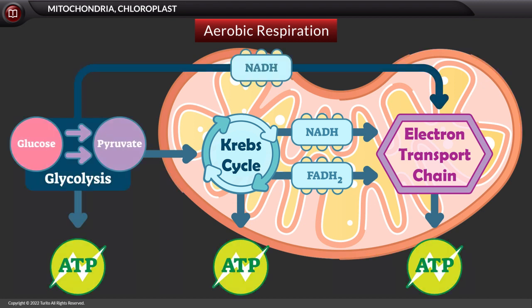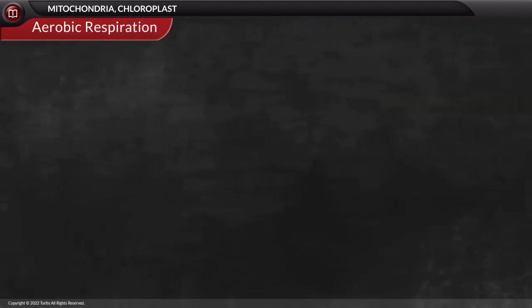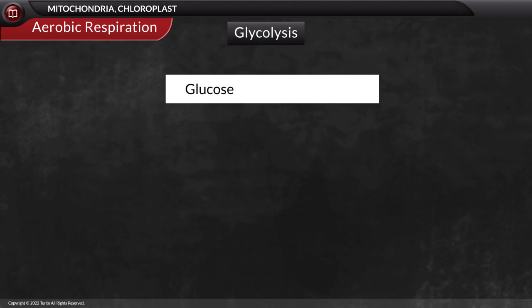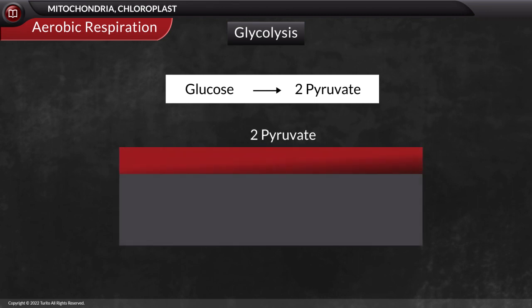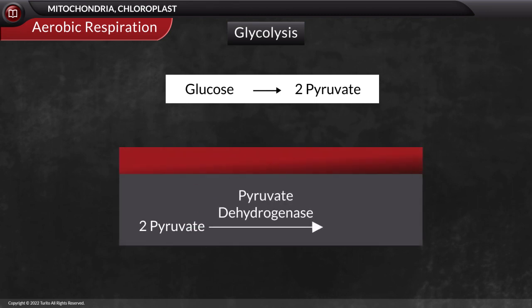Let us learn in brief about aerobic respiration. The first step of aerobic respiration is glycolysis. Glycolysis occurs in the cytosol of the cell, where glucose is oxidized to form two molecules of pyruvate. The formed pyruvate is transported to mitochondria and is converted into acetyl-CoA by a process called oxidative decarboxylation.